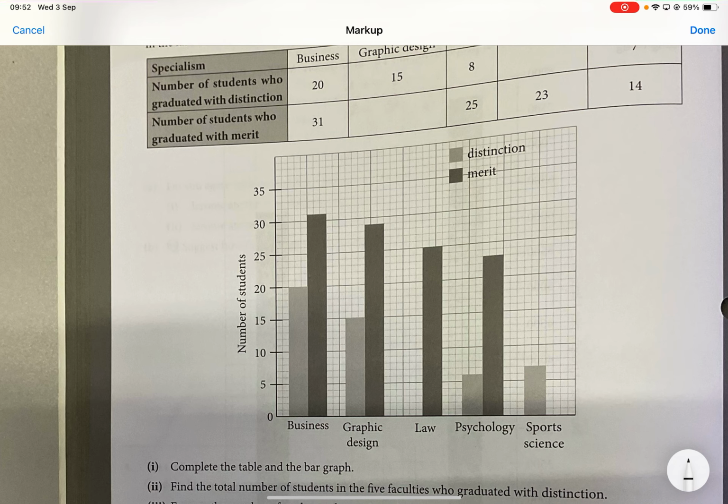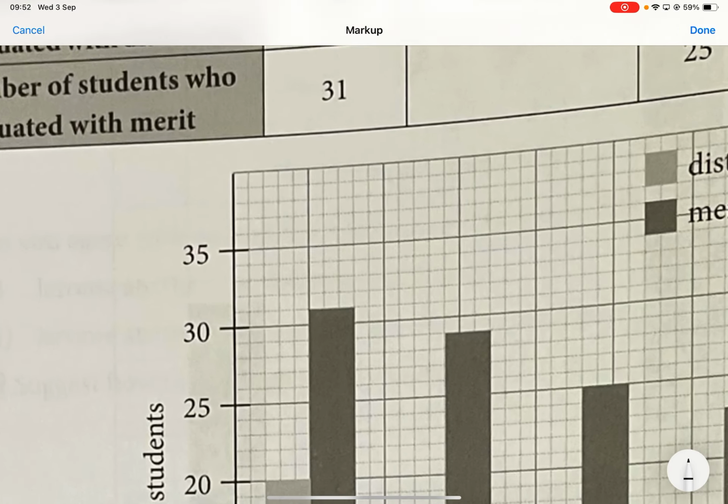So now we can go and try and complete the table and the graph. So if I go to graphic design is this 2 bar. 15 got distinction. Distinction is this lighter color. Yes, 15. Then merit how many? Then I have to go and read the bar. Okay? So for the graphic design, merit.